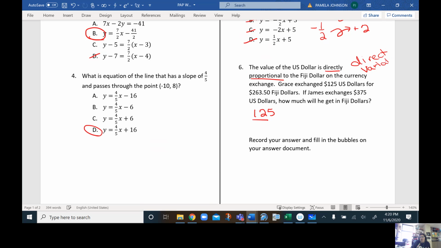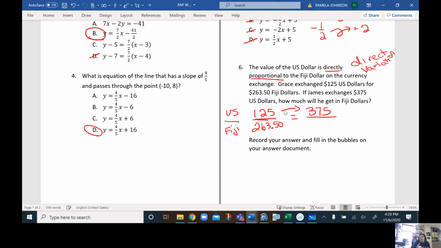And we could go through the whole direct variation formula and find K, our constant of proportionality, or we could just set it up as a proportion. 263.5 equals $375. We're doing US over Fiji.